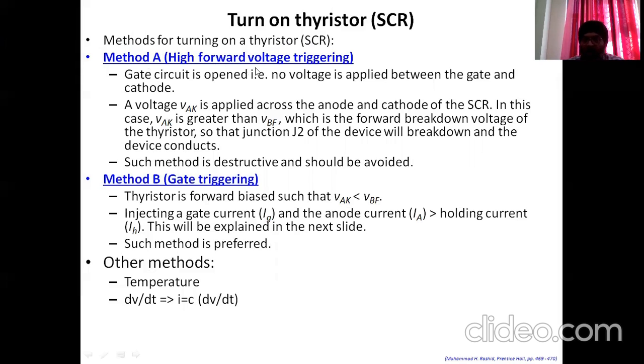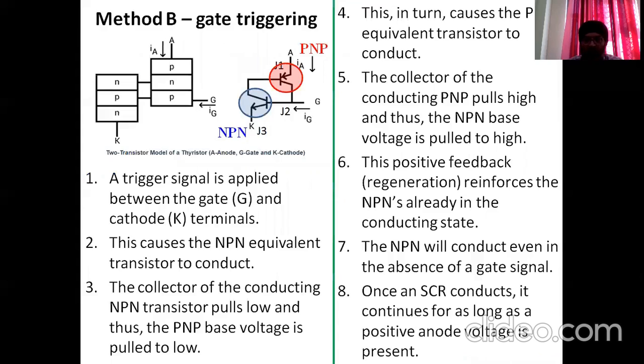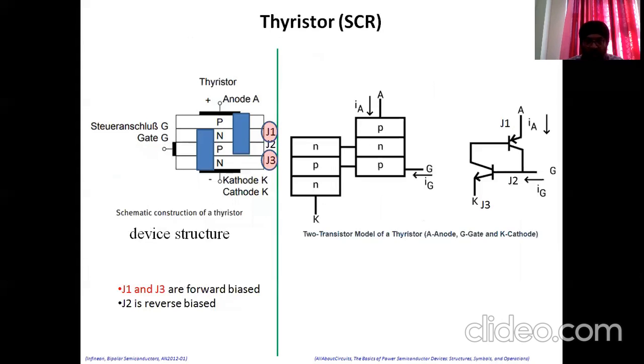So method A is also a destructive method. It can damage the SCR. Means the gate terminal is not connected in this case. Only the anode to cathode voltage is applied. And in this case, J1 and J3 are forward biased and J2 is reverse biased.